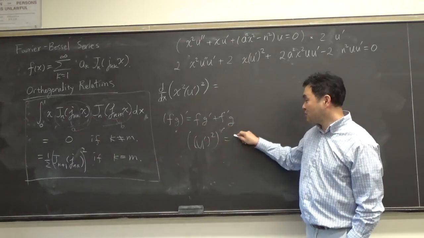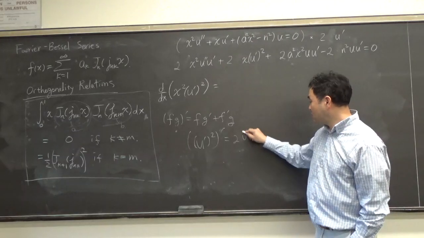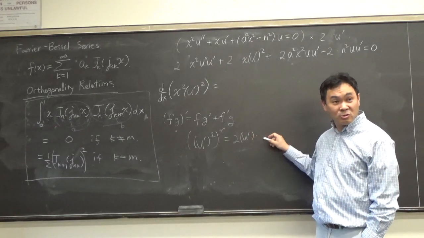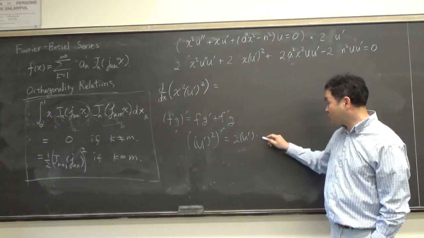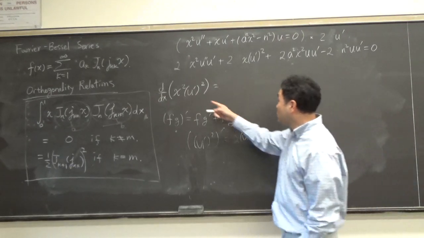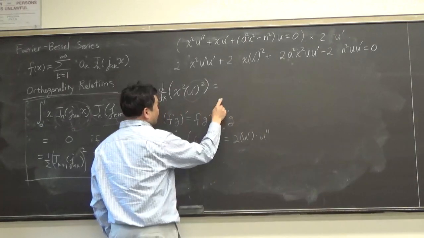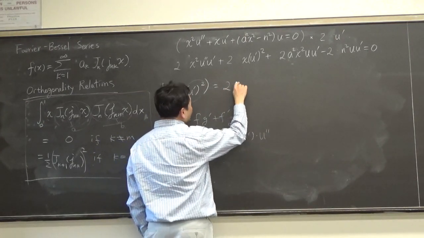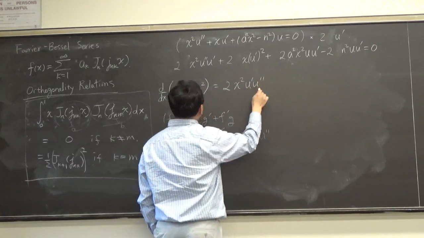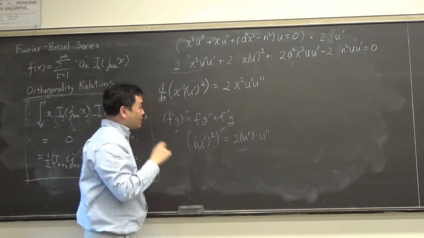2 comes down, right? U prime, U prime, U double prime. And then you take this inside function and you differentiate it yet again by x, so u double prime, right? So using that, we know that when this is differentiated, this would be 2x squared u prime u double prime, which is exactly this part, right?